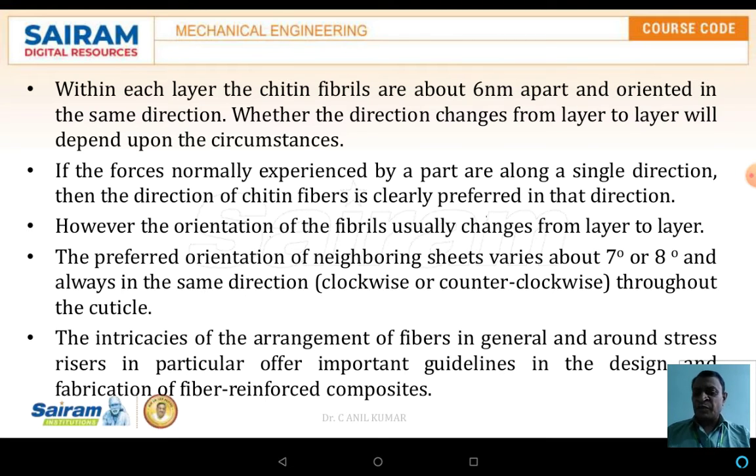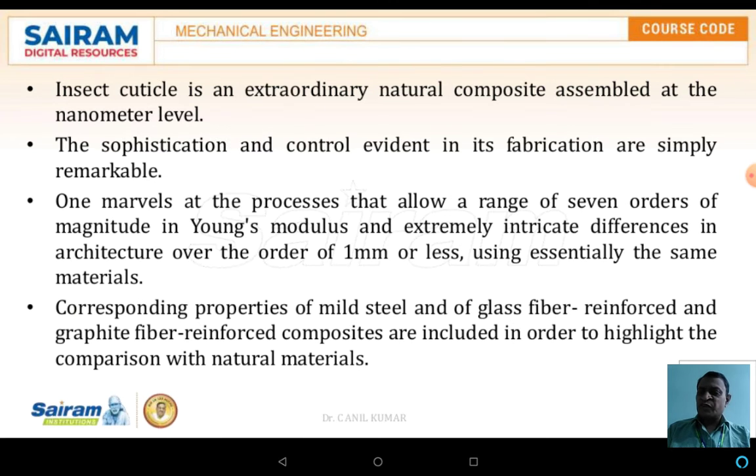Especially, the preferred orientation of neighboring sheets varies by 7 to 8 degrees and always in the same direction, either clockwise or anti-clockwise, throughout the cuticle. The intricacies of the arrangement of the fibers in general, and around the stresses, offer important guidelines in the design and fabrication of fiber reinforced composites.